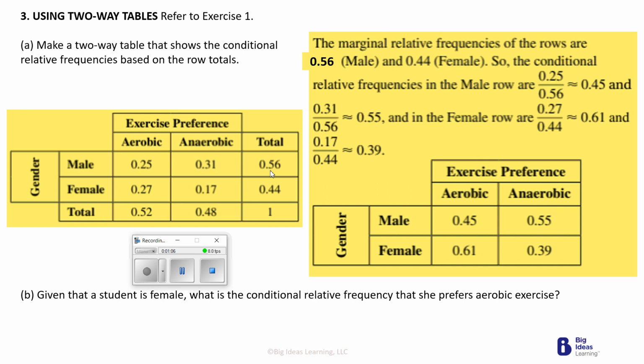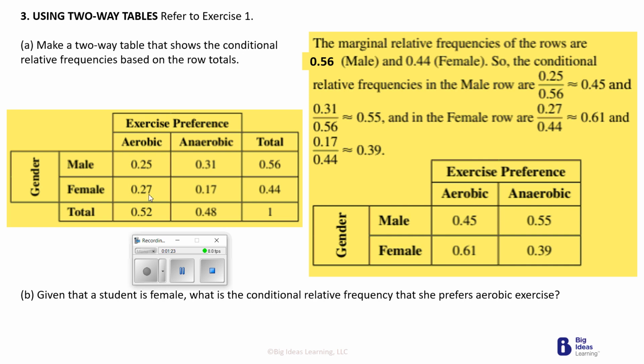So I'm looking at the totals, and that's going to be from the original column. We see we're at 0.56. We're going to take 0.25 and divide it by 0.56. Okay, that's going to give us 0.45. Then we're going to take 0.31 and divide it by 0.56. That's going to give us 0.55.